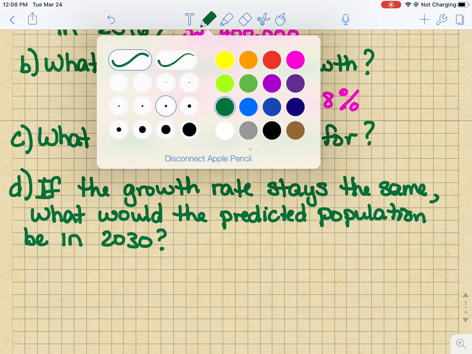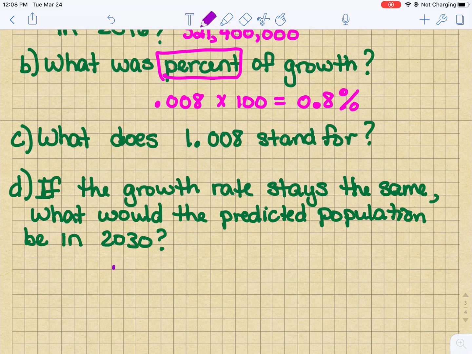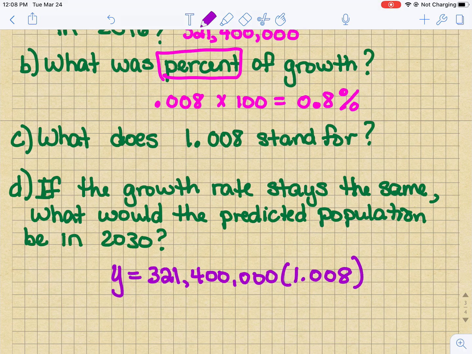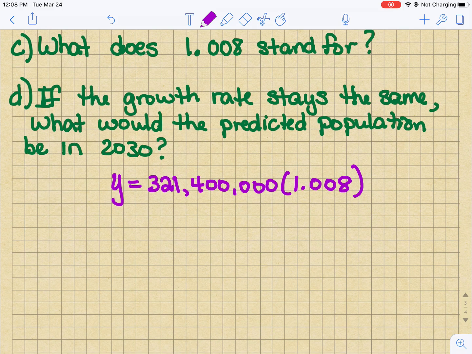So let's fill in what we know. We already have our equation. It's y equals 321,400,000 times, parenthesis, 1.008, and now we just need to figure out the years. So we have to figure out the time. I want to know the prediction in 2030. This problem started in 2016. So I'm going to say t equals 2030 minus 2016, and that gives me 14 years. So I want to know if the time is 14 years, what's going to be the population.